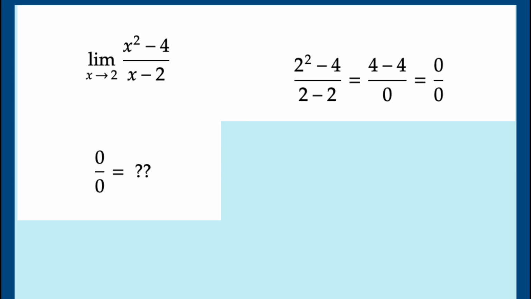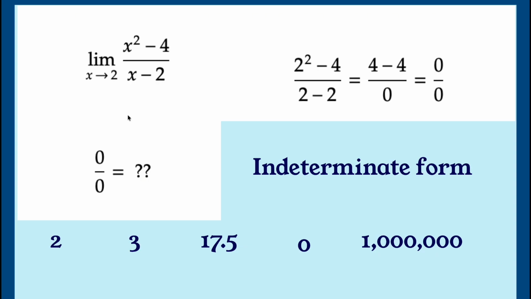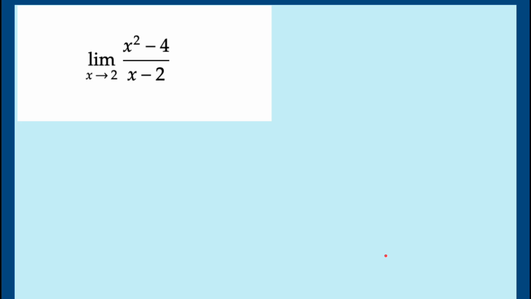Well, if we think back, this simply just means what number times 0 is equal to 0. Well, any number times 0 equals 0. So it could be 2, or 3, or 17.5, even 0, or even a million. We simply just don't know. This is why we call this an indeterminate form, and this shows up all the time throughout calculus. So let's explore how we could use factoring in order to evaluate this limit.